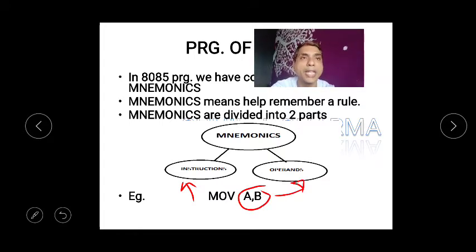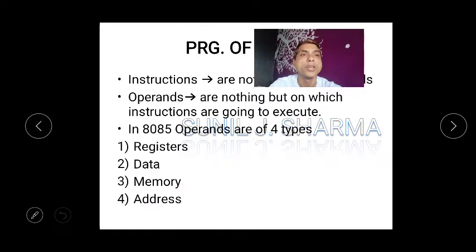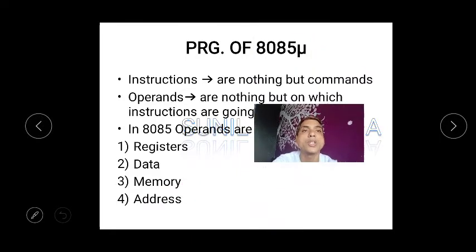Now what do you mean by A, B? A comma B. A and B in 8085 are known as registers. So they are nothing but the registers. Okay, now let's see what is next.